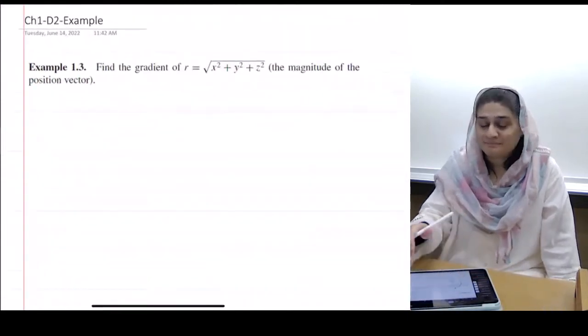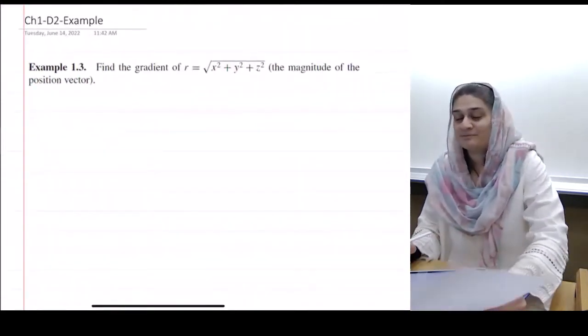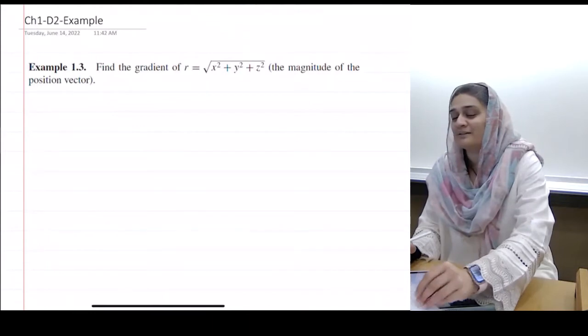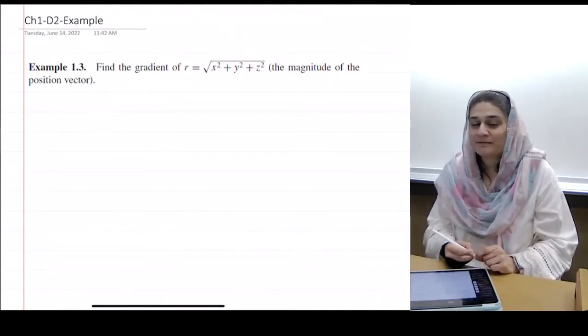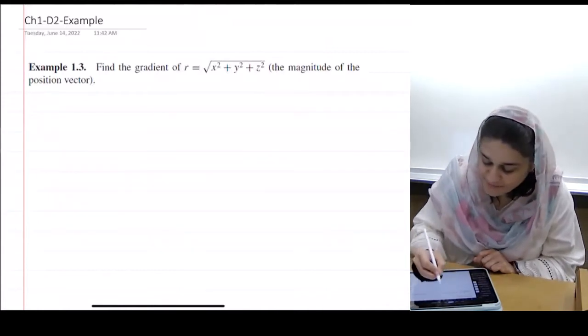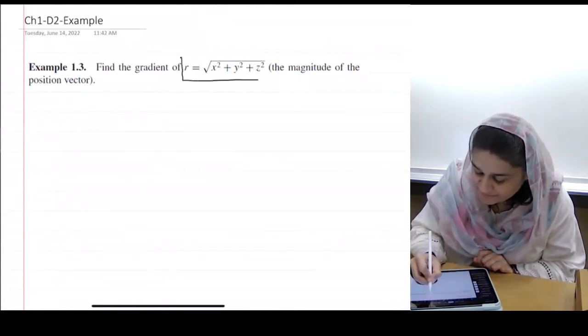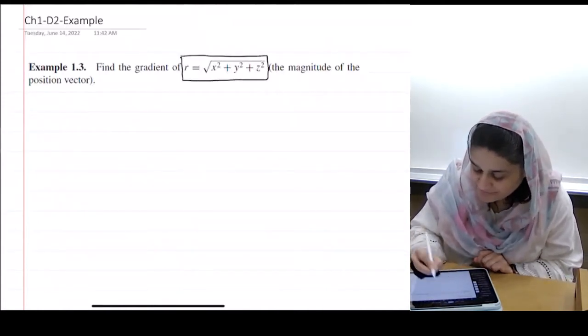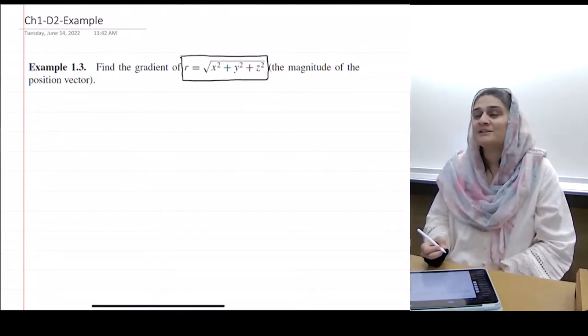Okay, now let's do an example. Trust me, it'll make you feel better. Find the gradient of this vector. Do you guys want to try it on your own? Do you remember what gradient was?